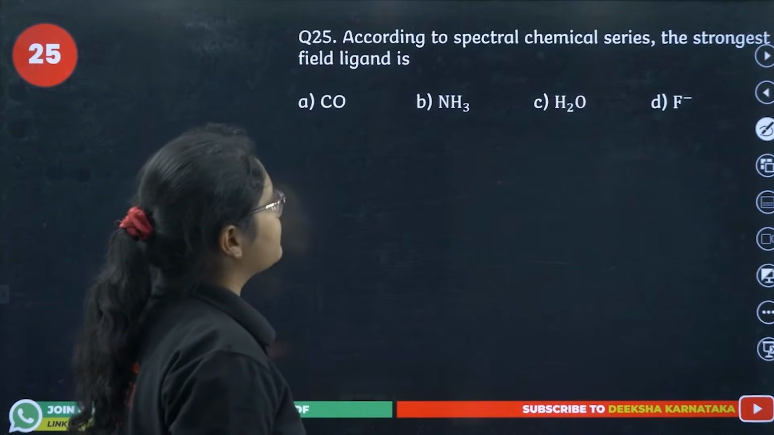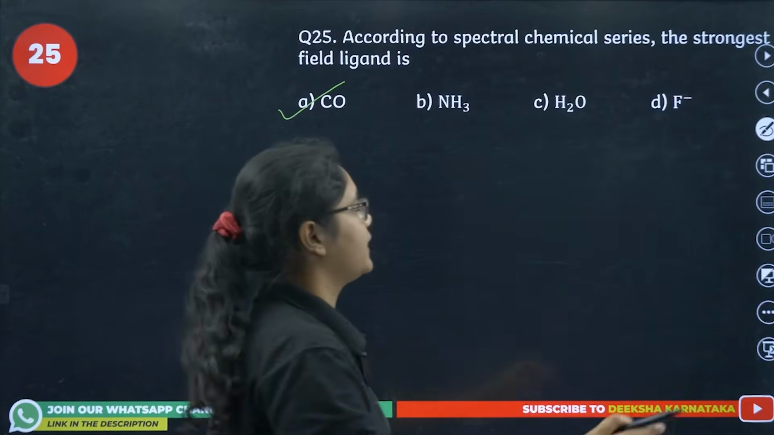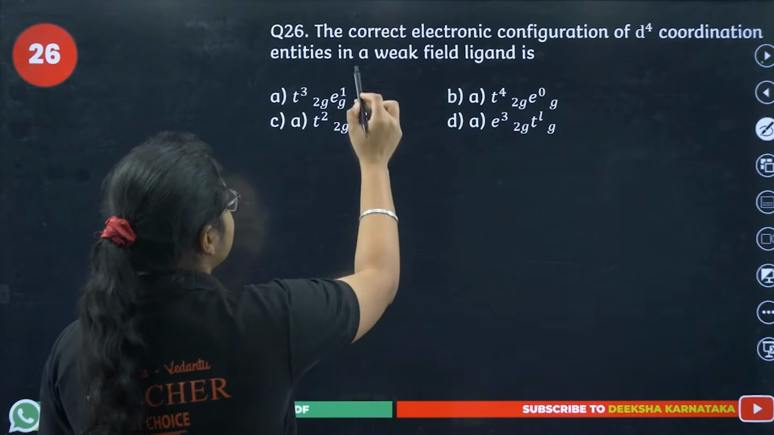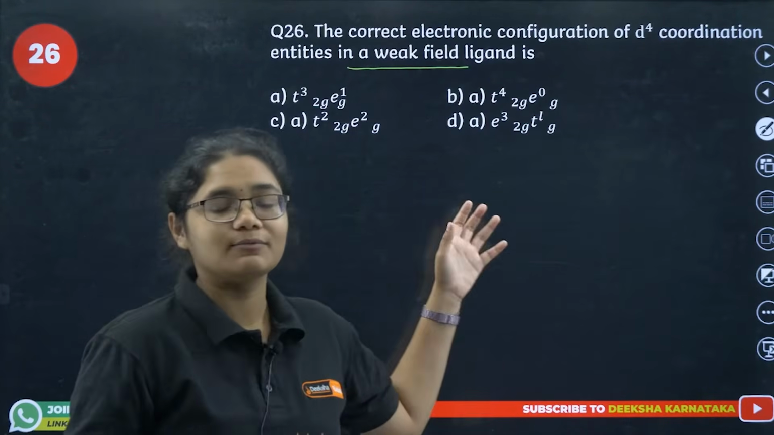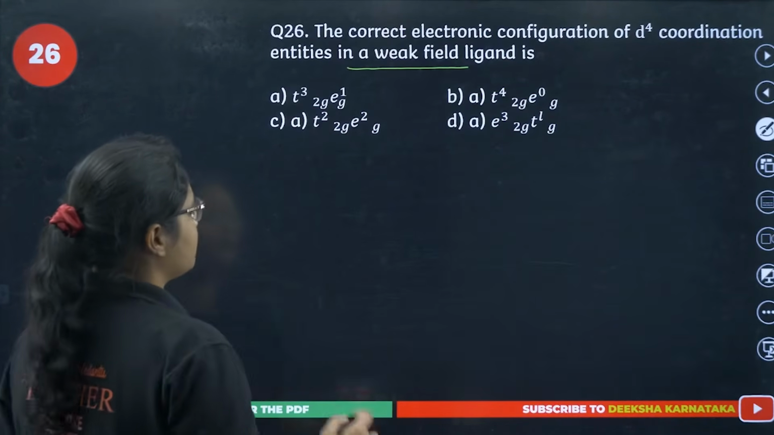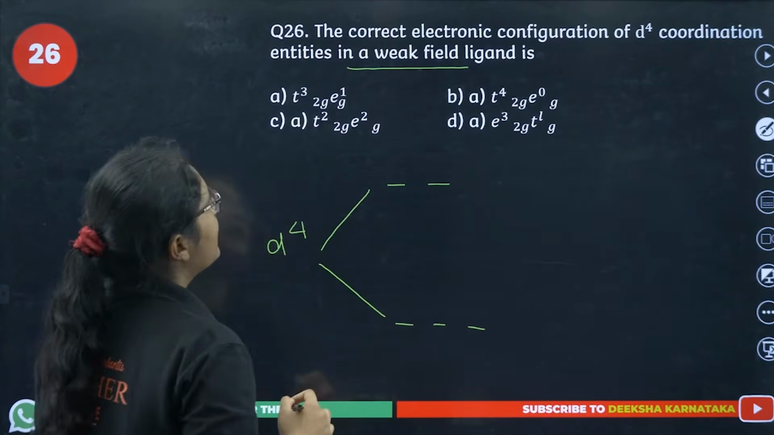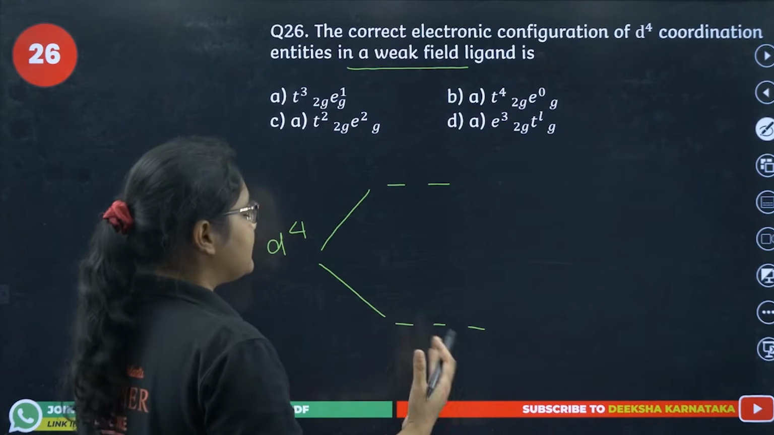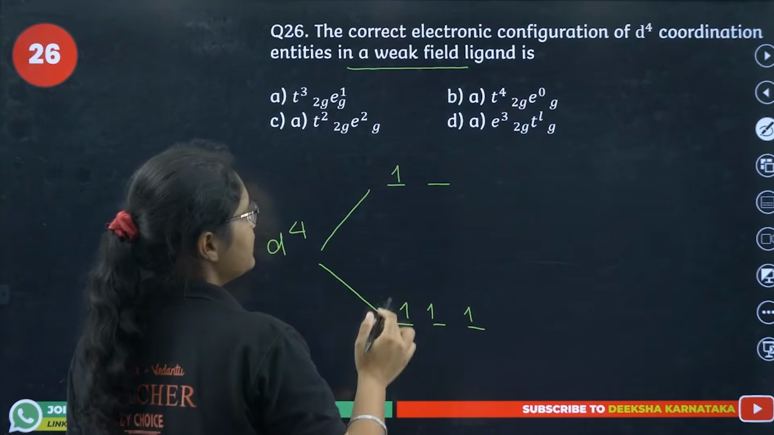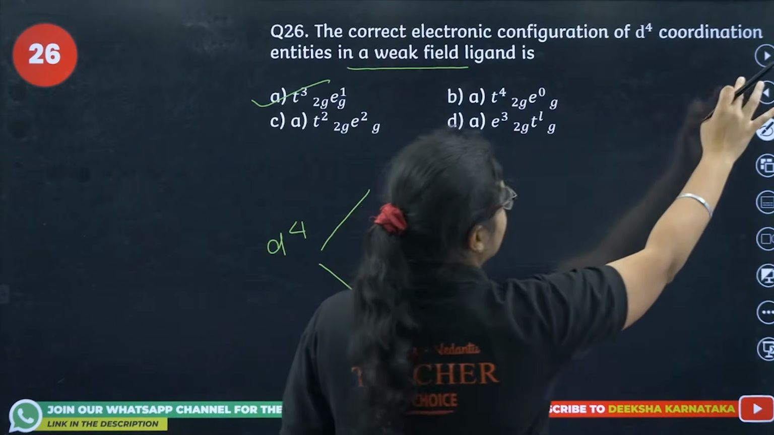Next we have, according to the spectrochemical series, the strongest field ligand. This is direct from the order, you can see it is option number A, CO, carbonyl. Next we have the correct electronic configuration for d4 in a weak field ligand. In a weak field ligand, what happens? Splitting is less, right? Splitting is less means what? 1, 2, 3. The electron can directly go to the higher level. So we will get t2g3 eg1. That is option number A here.